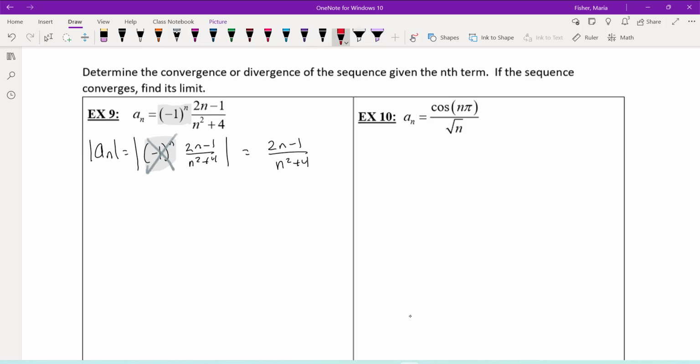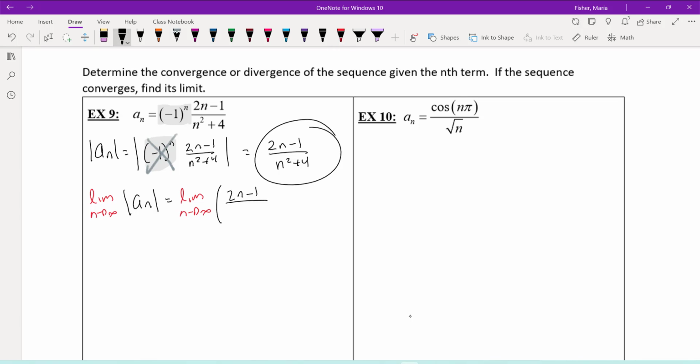Now what I need to do is find the limit as n goes to infinity of the absolute value of a sub n, which we know is equal to the limit as n goes to infinity of this guy here, (2n - 1) over (n^2 + 4). Well, currently this is going to be infinity over infinity, because it's 2 times infinity minus 1, which is infinity, and then infinity squared plus 4, which is infinity.